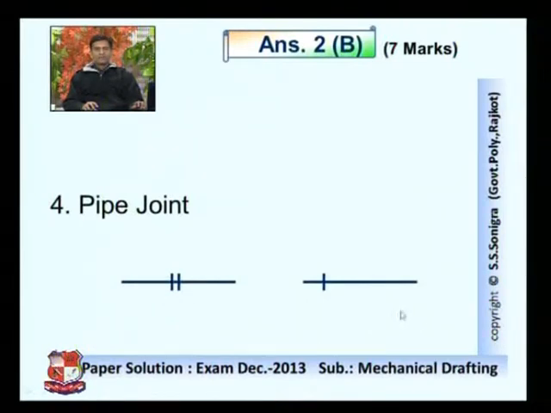So you can draw either of these two. It is not needed to draw both symbols. Any one symbol you can draw, but yes, if it is asked to draw a pipe joint for a flanged connection, then you have to draw this one. And if it is asked to draw a pipe joint for a screwed connection, you have to draw this symbol.